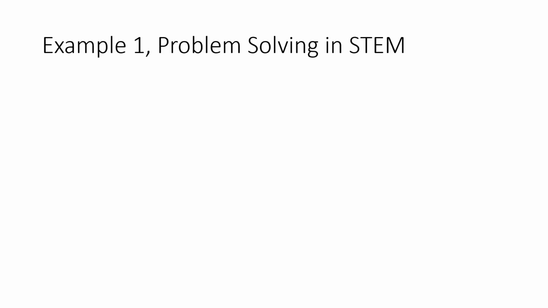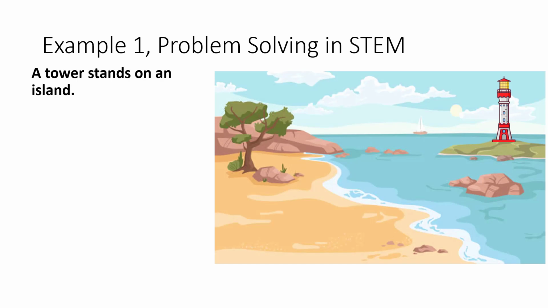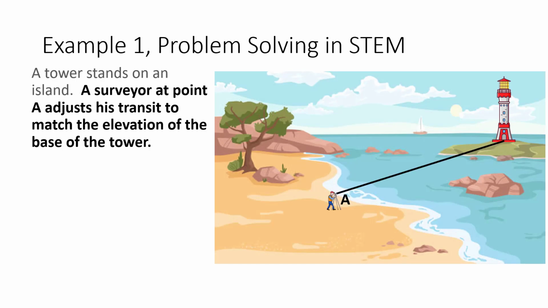Here is an example. A tower stands on an island. A surveyor stands at point A and adjusts the transit to match the elevation of the base of the tower. Since the transit and the tower base have the same elevation, the line between them is horizontal. That makes it perpendicular to the vertical tower. This angle does not look like it is 90 degrees. That's because of the perspective in the illustration.